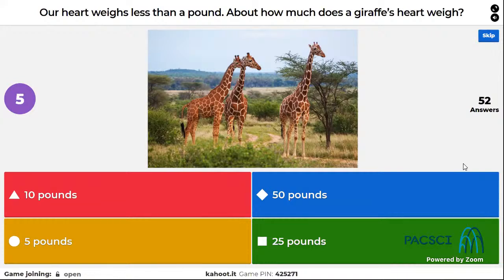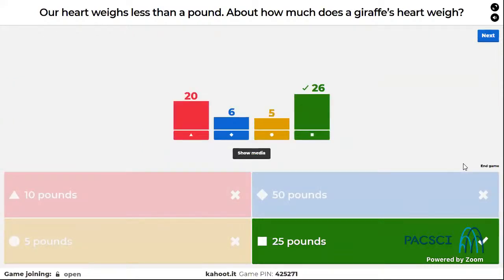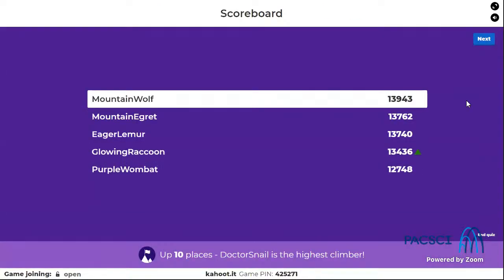I wonder if there's any giraffe named teams that we have. I haven't seen any. That's right. I wish we could go back and see. The answer is 25 pounds. Yeah, you make a really good point that it needs to be a powerful heart to pump blood all the way up that tall neck and into the head and the brain. So it is a substantially sized heart, 25 pounds. No giraffe made it to the leaderboard for this one, but Dr. Snail is slowly climbing, but consistently.